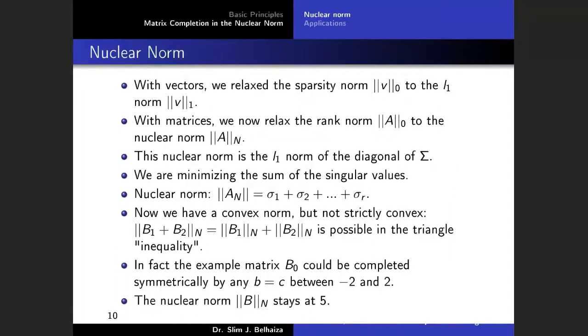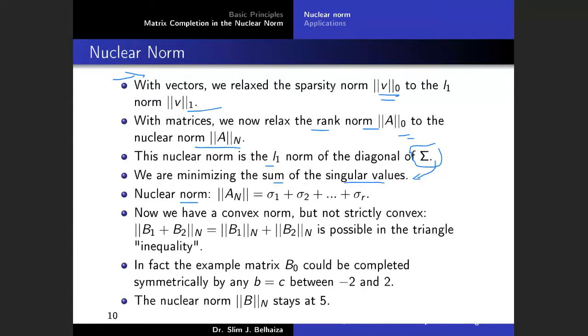Right. So in fact, to get this lowest rank, we can work with a nuclear norm. With vectors, we relax the sparsity using the zero norm, or the L1 norm. With matrices, we relax the rank using the nuclear norm. And this nuclear norm is the L1 norm of the diagonal of this sigma. So in fact, it all comes back to using the SVD. We are minimizing the sum of the singular values, which is the nuclear norm.